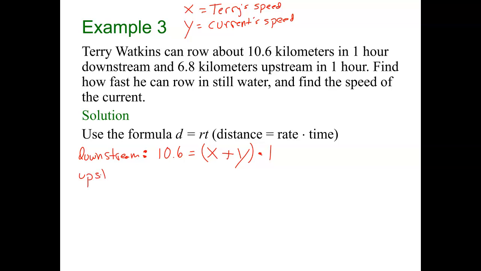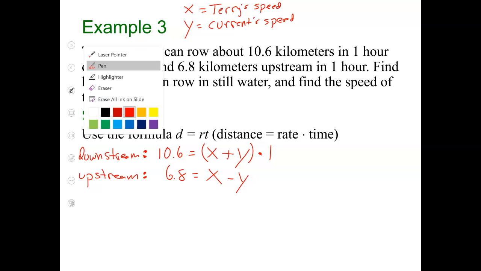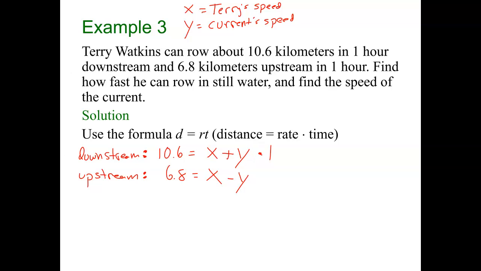What was his distance upstream? And then, again, we've got Terry's speed. Is the river helping him or slowing him down? So what operation is that? Subtraction. We subtract the river speed. Based on how this is set up, and again, I don't need this times 1, so I'm just going to get rid of it.